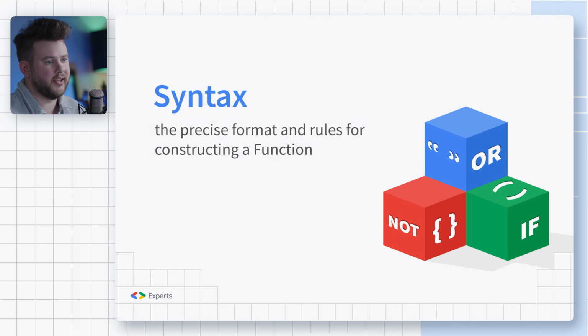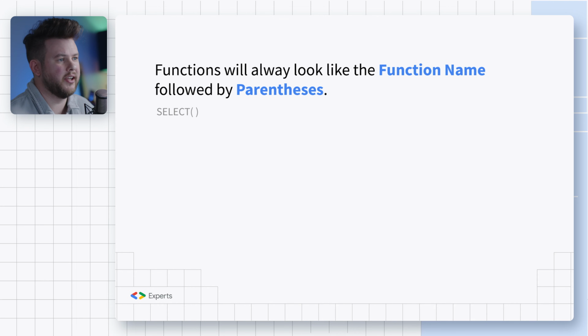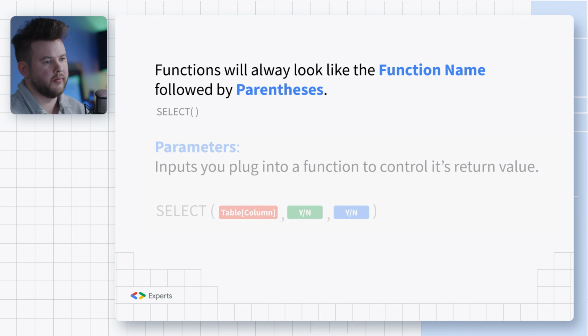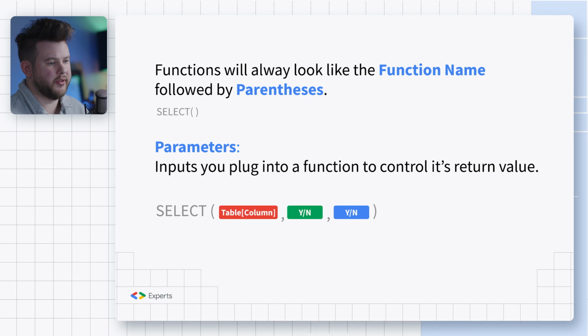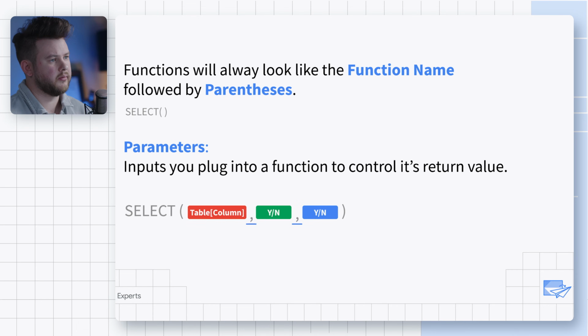What is syntax? Well, syntax is the precise format and rules for constructing a function. Think of it like this. Function syntax will always look like this: a function name followed by opened and closed parentheses. In this example, you see within those parentheses, there are things called parameters. Parameters are inputs you plug into a function to control its return value. These parameters have a delimiter of a comma. That means that a comma separates each of the individual parameters. This is true for all functions.